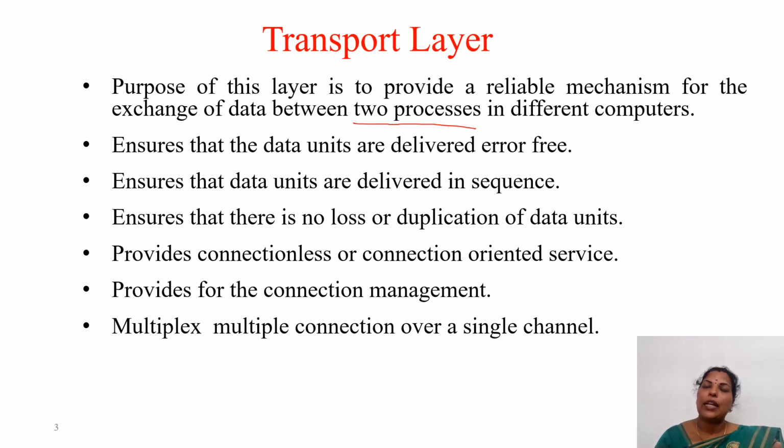And in the network layer, we have packets. So whether the packets needed for a particular process are delivered in the correct sequence or not, we check in the transport layer. It ensures the data units are delivered in sequence, ensures that there is no loss or duplication of data units, provides connectionless or connection oriented service, and provides connection management and multiplexes multiple connections over a single channel. So these are the functionalities of the transport layer.